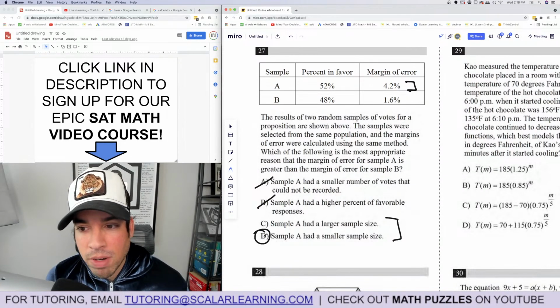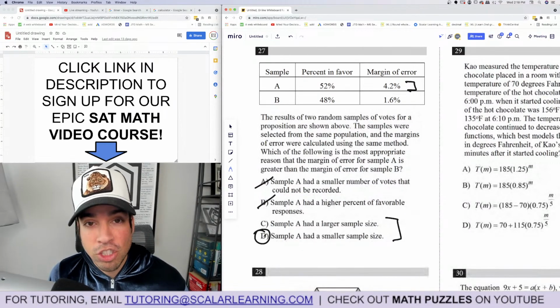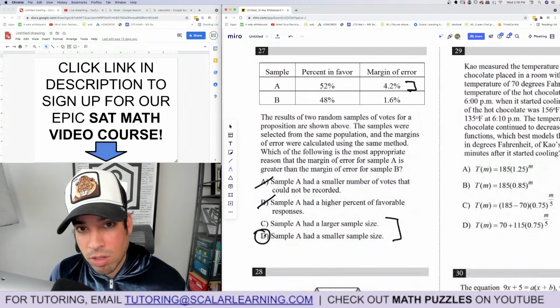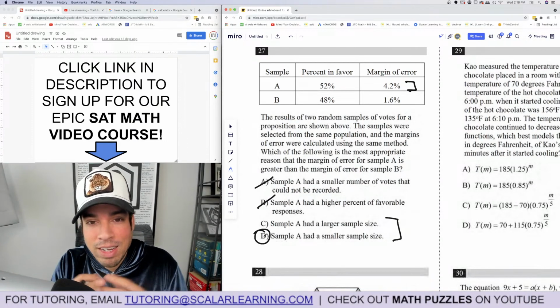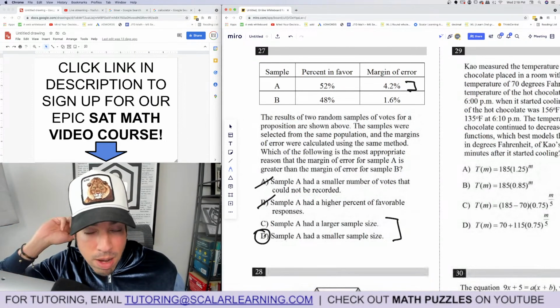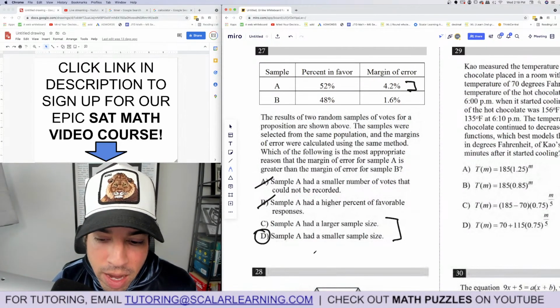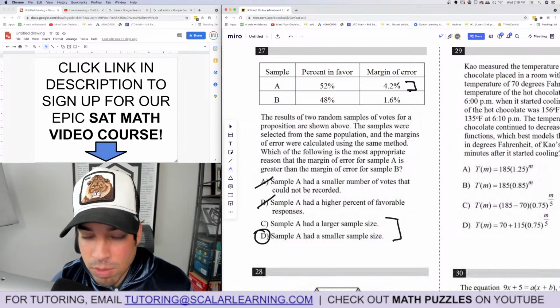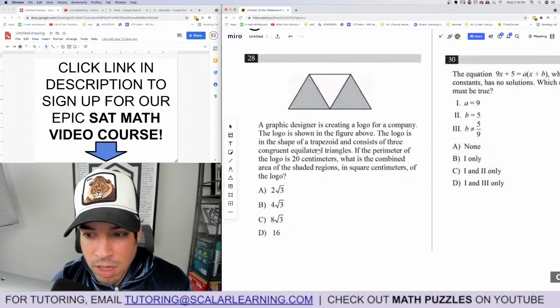Well, your margin of error is obviously going to be 0 or pretty darn close to 0, because you're assuming it's a legit survey and everybody's responded honestly. You survey everybody. So you can see as the sample size increases to the max, to the population, the margin of error is going to shrink to 0. So sample A probably had a smaller sample size, which is why it has a bigger margin of error. Done.